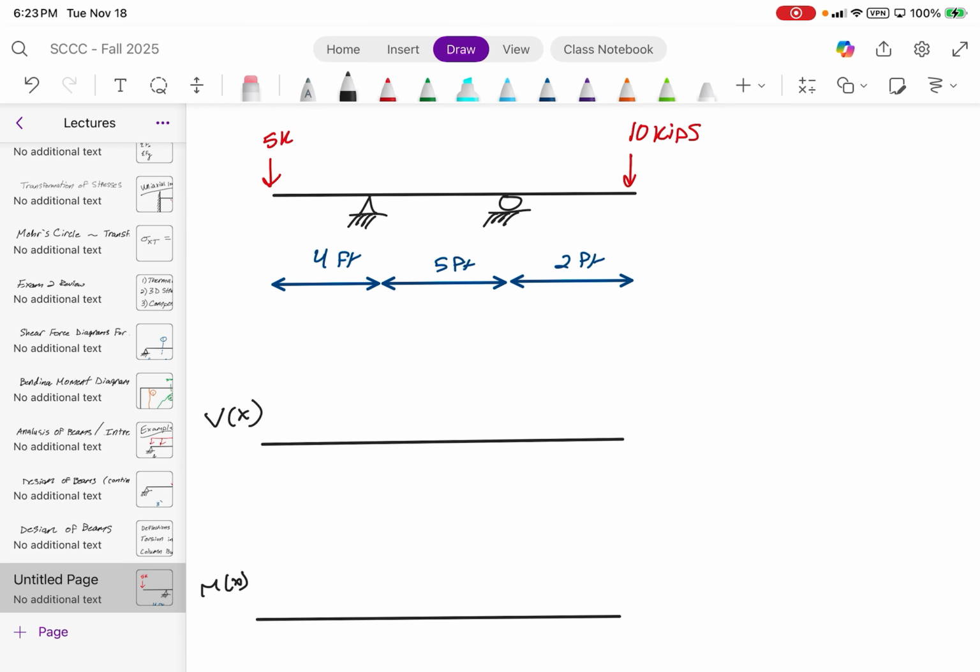How many important points do you see on this diagram? 1, 2, 3, 4. Calculate the moment here, calculate the moment there, by summing everything to the left and right. Hopefully everyone has an answer. Olivia, did you figure out the moment diagram? No? Let me see what you have. I want to know.